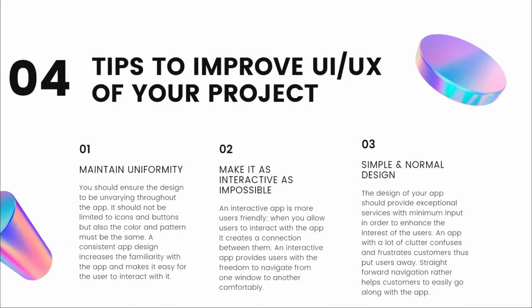Here are some tips to improve UI UX for your next project. First, maintain uniformity. You should ensure the design to be unvarying throughout the app. It should not be limited to icons and buttons, but also the color and pattern must be the same. A consistent app design increases the familiarity with the app and makes it easy for the user to interact with it. Secondly, make it as interactive as possible. An interactive app is more user-friendly, and when you allow users to interact with the app, it creates a connection between them. An interactive app provides the user with the freedom to navigate from one window to another comfortably.